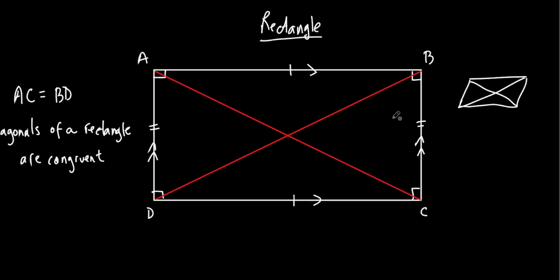All right, so that's the new thing. That's the only new thing that we've learned so far today, that the diagonals of a rectangle are congruent. So that means that AC is equal to BD. Let's go back a little bit to what we just talked about. We also said on a parallelogram, what do the diagonals do? They bisect each other, correct?